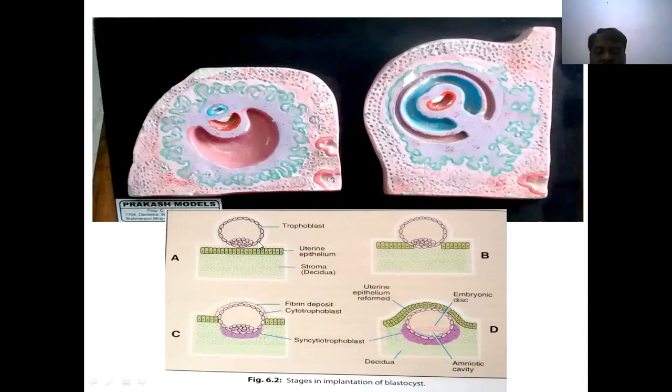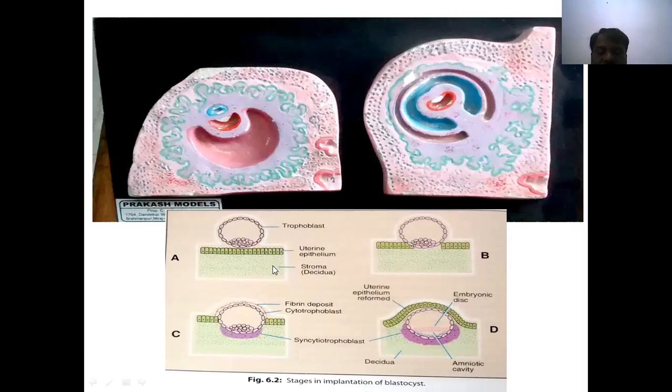When you go to the body of the uterus, the uterus is divided into two parts, the cranial part and the caudal part. The cranial part is the fundus of the uterus and the upper half of the body of the uterus, and the lower part is the cervix and the lower part of the body. The trophoblast travels within 4 or 5 days to reach the upper cranial part of the uterus and attach there. This is the uterine epithelium, this is the stroma, the deciduum.